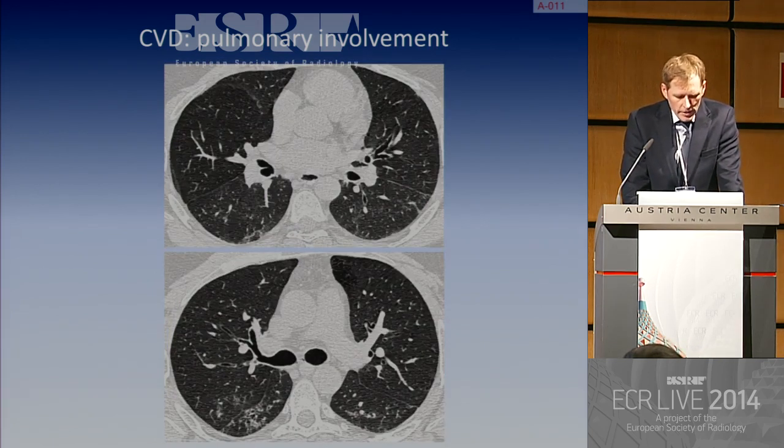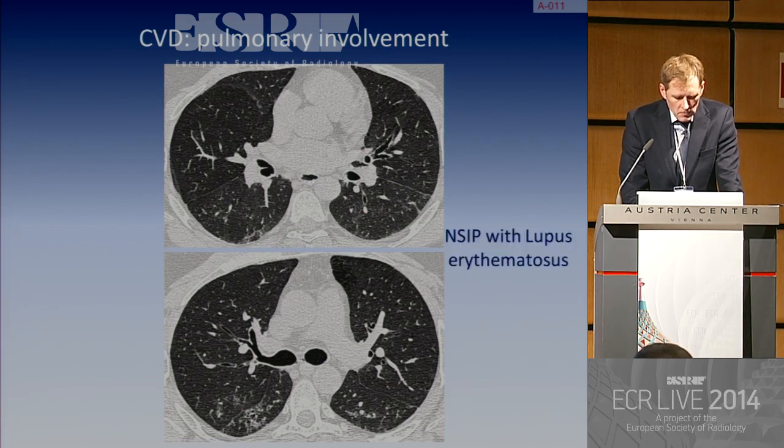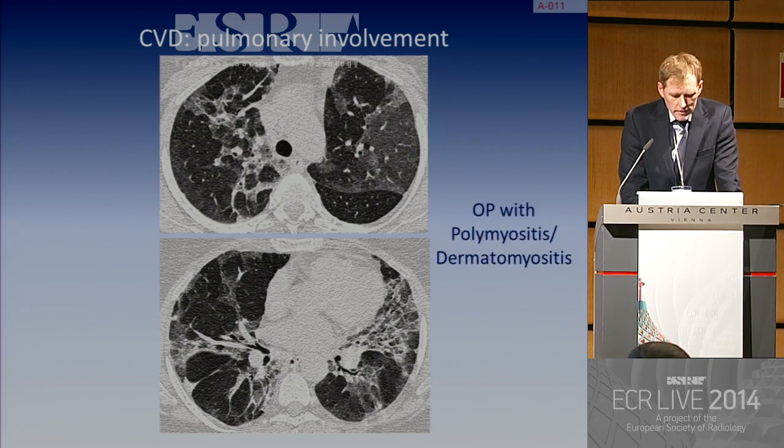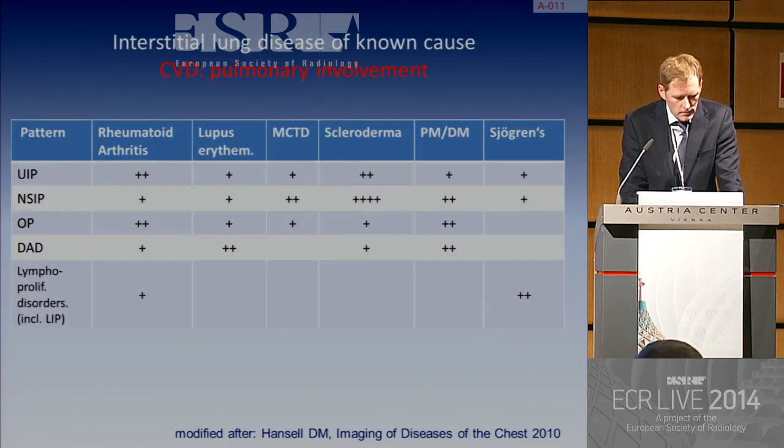Or we look at pulmonary involvement in this patient, NSIP with lupus erythematosus. This patient has pulmonary involvement in a CVD. However, this is rather nonspecific because it is organizing pneumonia in polymyositis or dermatomyositis. So looking at these entities, we can see and guess that there's a broad overlap between these single entities of scleroderma, for example, with lupus or rheumatoid arthritis.